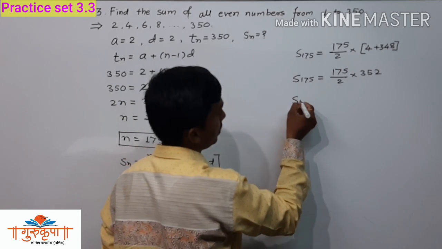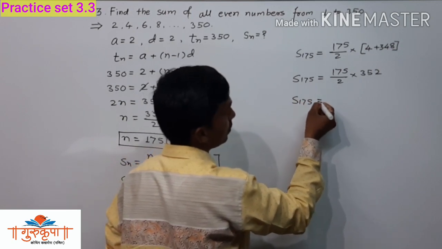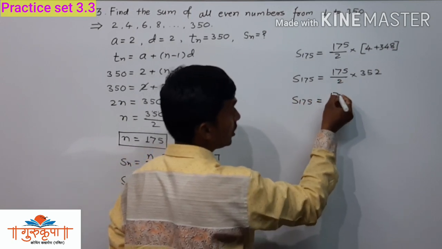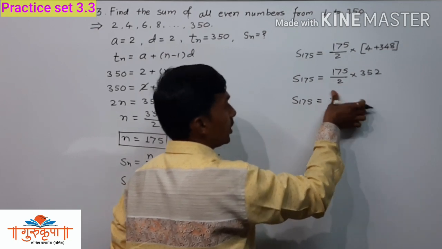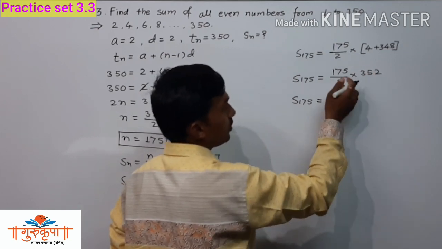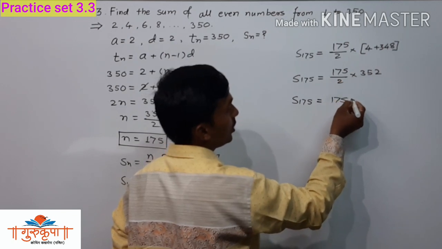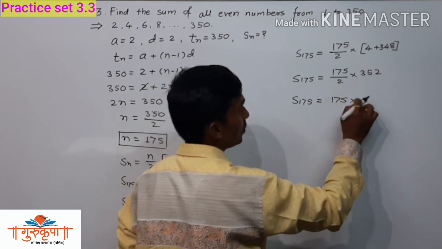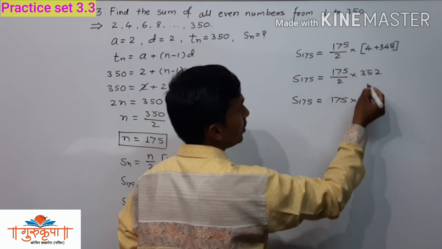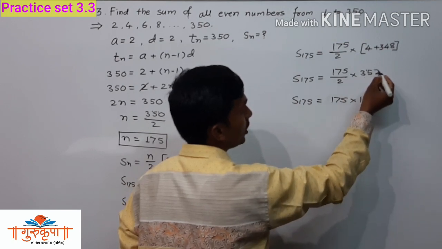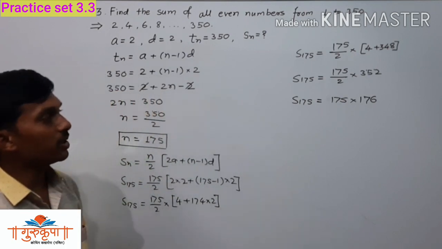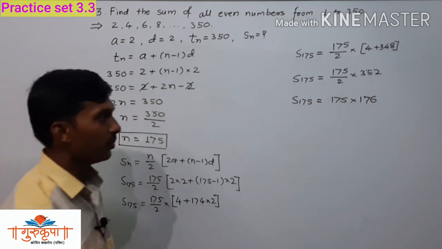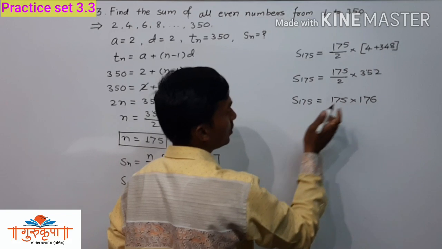Now here S175 is equal to 175 upon 2, 175 as it is. Now we will divide this 352 by 2. So we will put 175 as it is. This 2 1s are 2. 1 carried, 2 7s are 14, 1 carried, and this 2 6s are 12. So we have 176 there. Now we have to take the product of these two numbers.